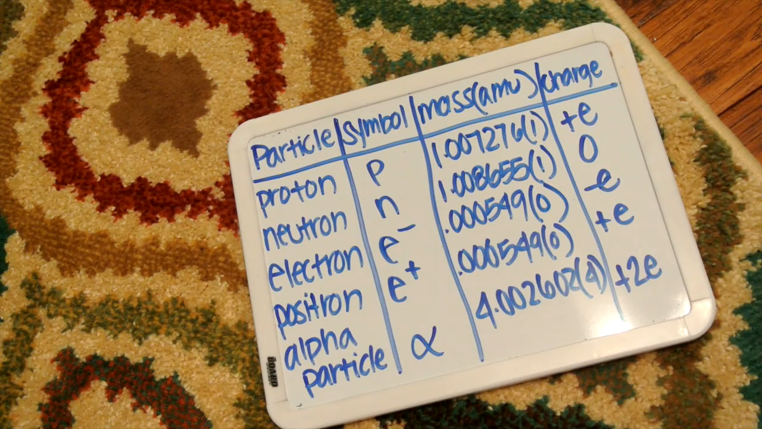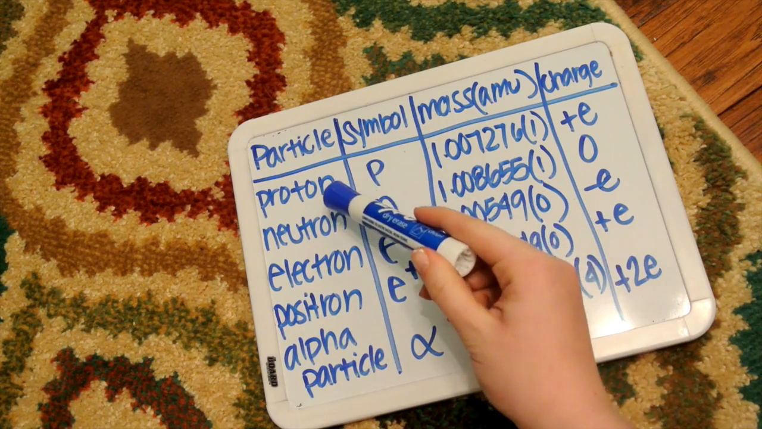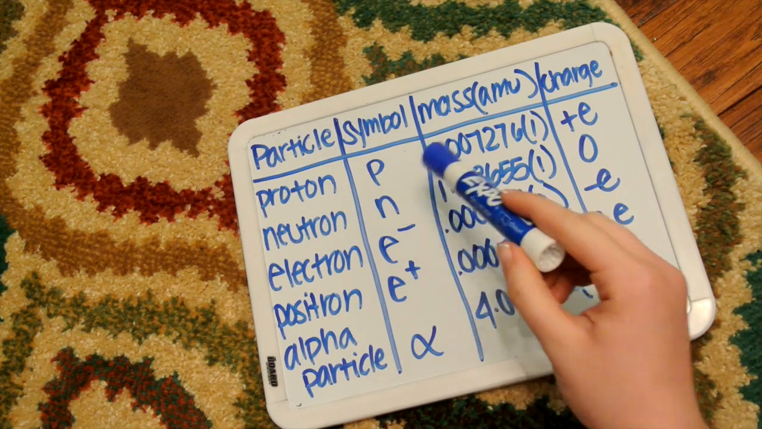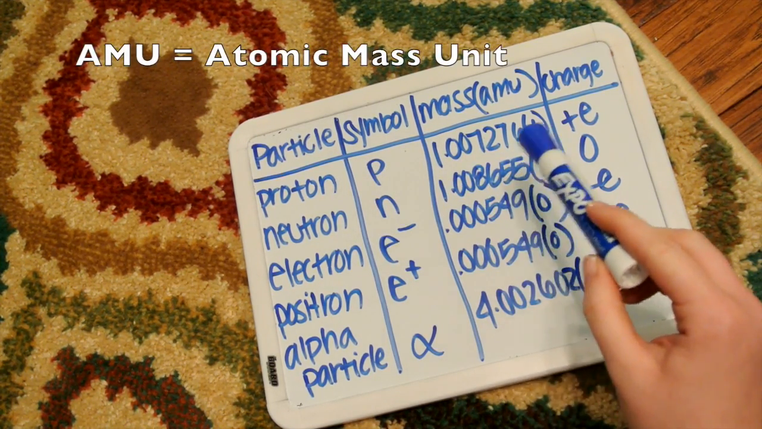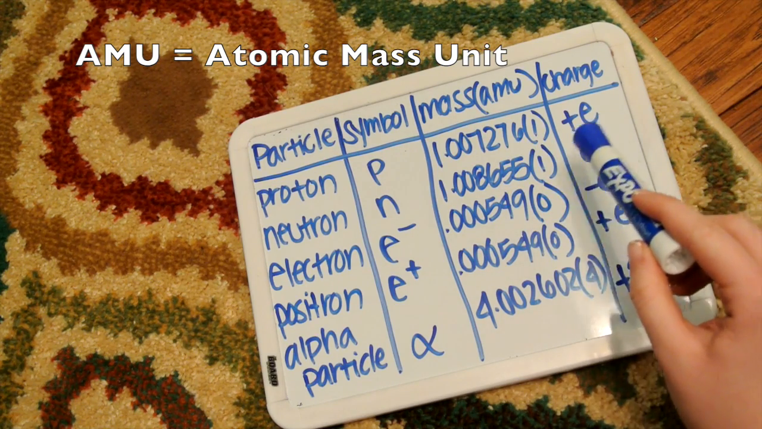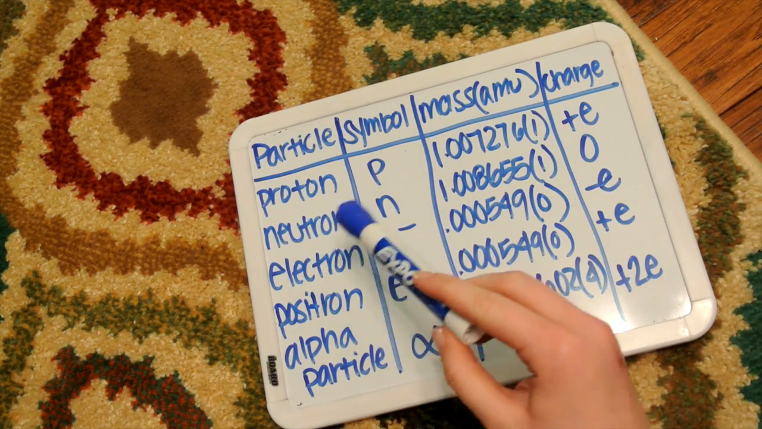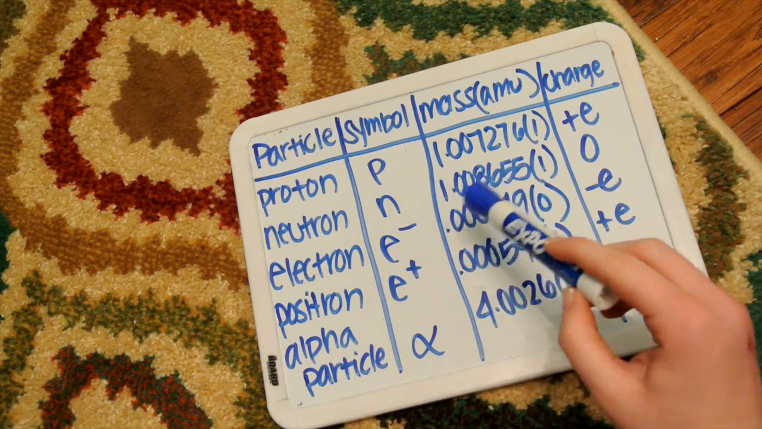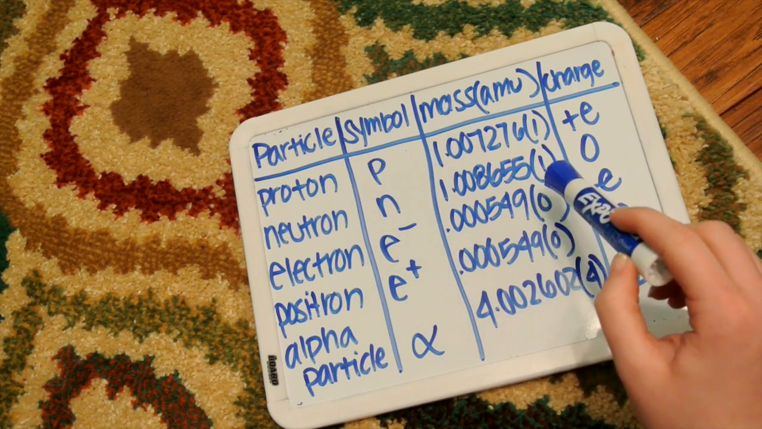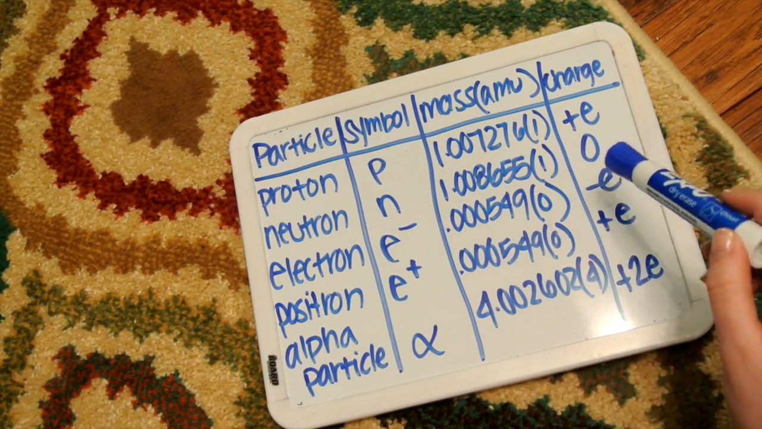Here are the things other than elements that may be yielded during nuclear reactions. First, a proton, represented by a P. Its mass is about 1 AMU, and its charge is positive 1. Next is a neutron, represented by an N. Its mass is about 1 AMU, and its charge is 0, or it's neutral.